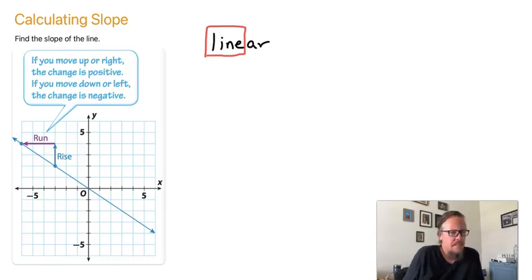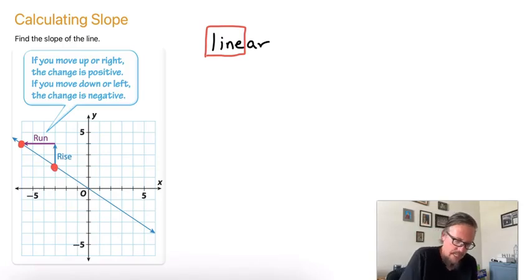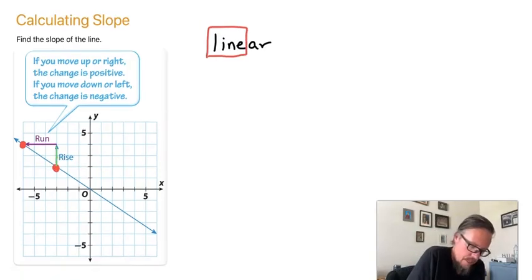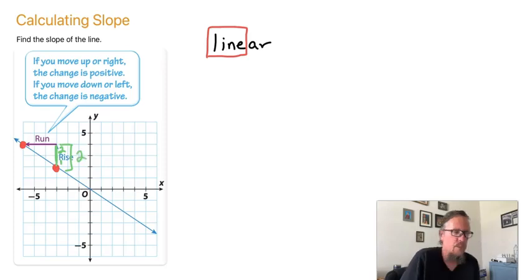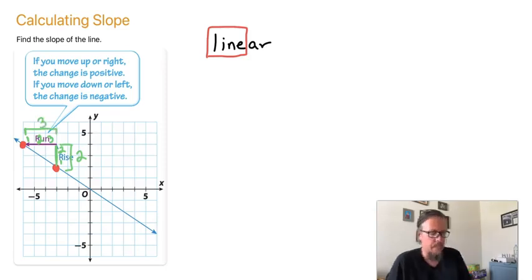In this case, the 2 points that we're using are this point right here and this point right here. When we count the rise, we're literally counting the squares. So this is 1 square and this is 2 squares, and so the rise here is 2. We do the same thing for the run. We count squares: 1 square, 2 squares, 3 squares. So the run here is 3. It looks like our rise is 2 and our run is 3.